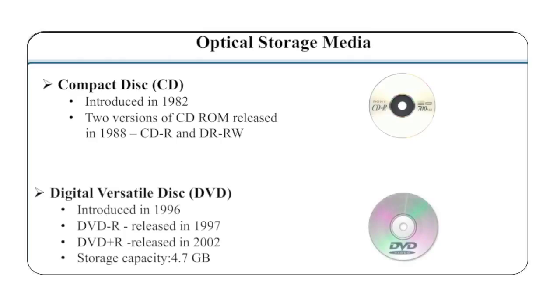Digital video discs or DVD is an optical storage system. It was rolled out in 1996 as a successor to the CD. Recordable formats of DVD called DVD-R were released in 1997 and a writable format called DVD plus R was released in 2002. Commonly used DVDs have storage capacity of 4.7 GB.